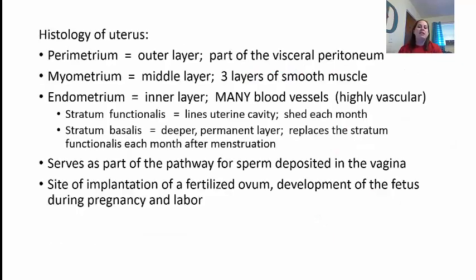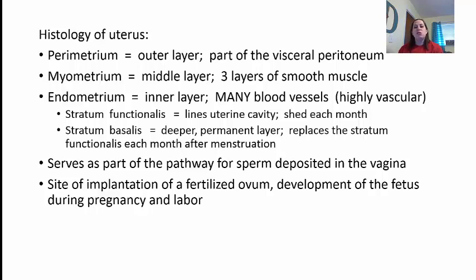Now, before we continue on to look at structures, I want to take a minute and look at the histology, or the tissue, of the uterus, because this is kind of important. We see that there's what we call the perimetrium. This is the outer layer. This is part of the visceral peritoneum. The peritoneum is going to be covering part of the uterus. Then you have the myometrium. This is the middle layer. This has 3 layers of smooth muscle. This is the part that's going to contract during contractions, or even cause cramps during periods.